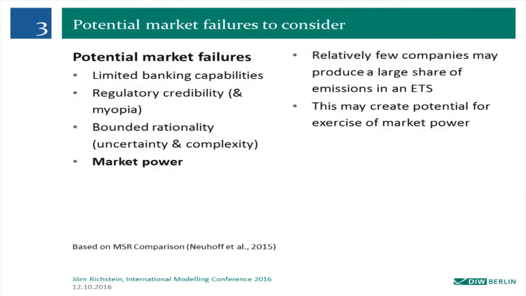And finally, we might have market power. Only relatively few companies may produce a large share of emissions in an ETS. This may create the potential for exercise of market power, and of course, it depends in what situations these influential companies are. Do they have, let's say, an over-allocation, meaning that they actually want to sell all or a part of their certificates? This would make it an oligopoly. Or are they maybe under-allocated, so that they actually need to buy emission allowances? In this way, they could also exercise market power, but actually from a buyer's point of view, an oligopoly.